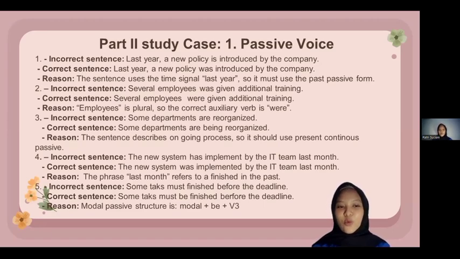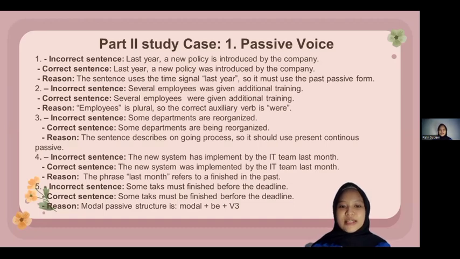And number one, incorrect sentence: "Last year, a new policy is introduced by the company." The correct sentence is "Last year a new policy was introduced by the company" because the sentence used the time signal "last year," so it must use the past passive form.